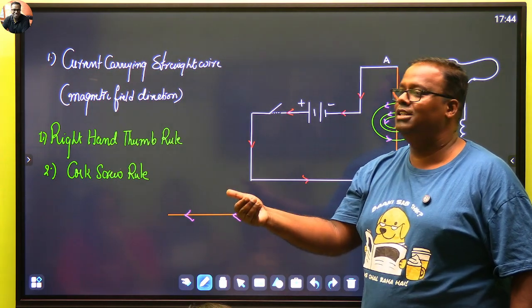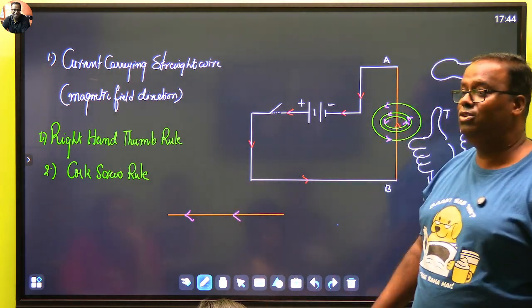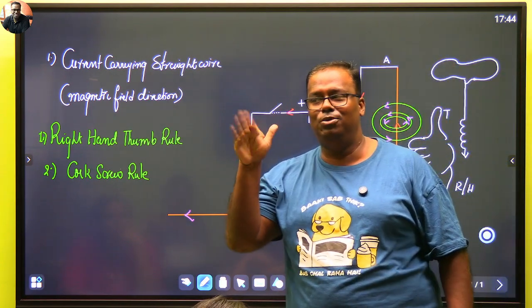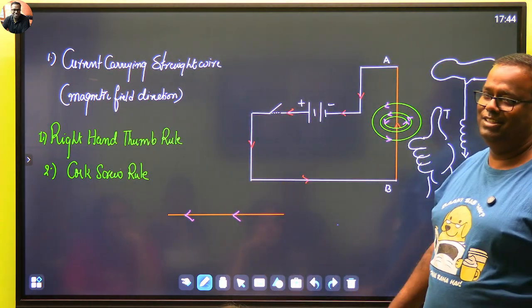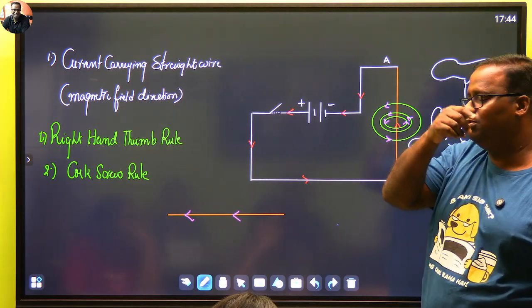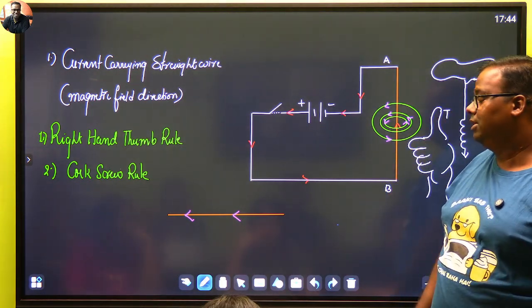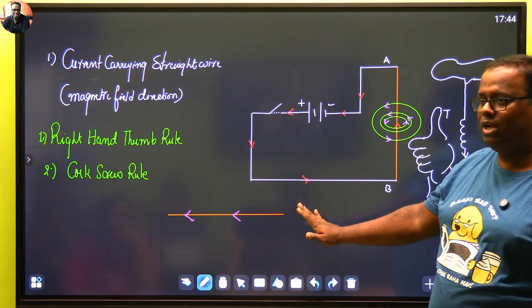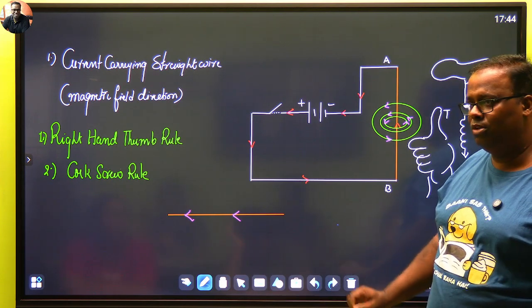Right hand thumb rule. Then you will get, in grade 12, something called the right hand palm rule. That's also going to come. That's Fleming's left hand, right hand, that you will learn in grade 9 itself, grade 10 itself. Have we understood this? One more revision.